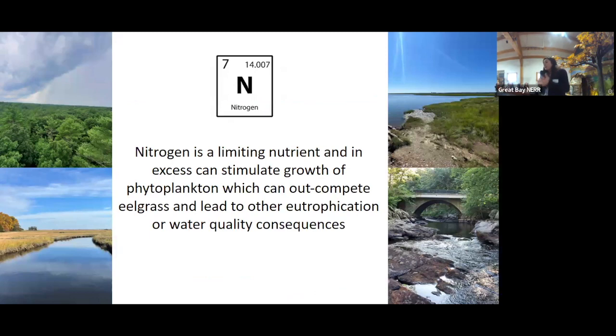So I think it's important to focus on nitrogen that's collected within rivers and the Great Bay itself because it's a limiting nutrient, and in excess, it can stimulate growth of phytoplankton and go on to algae and eelgrass, lead to eutrophication and other water quality consequences, which I'm sure we're all familiar with.